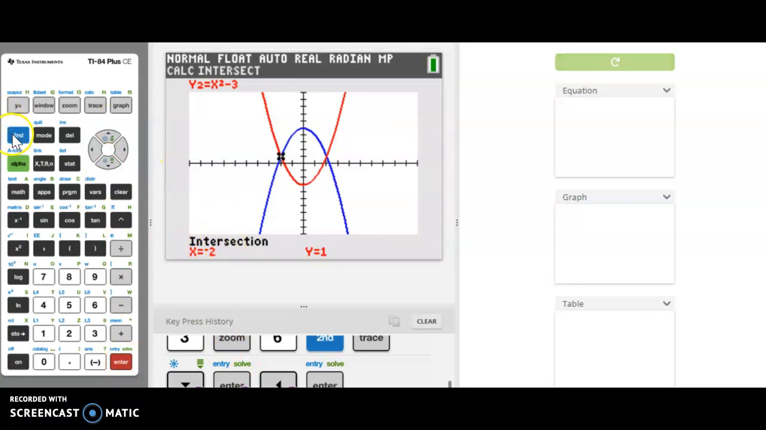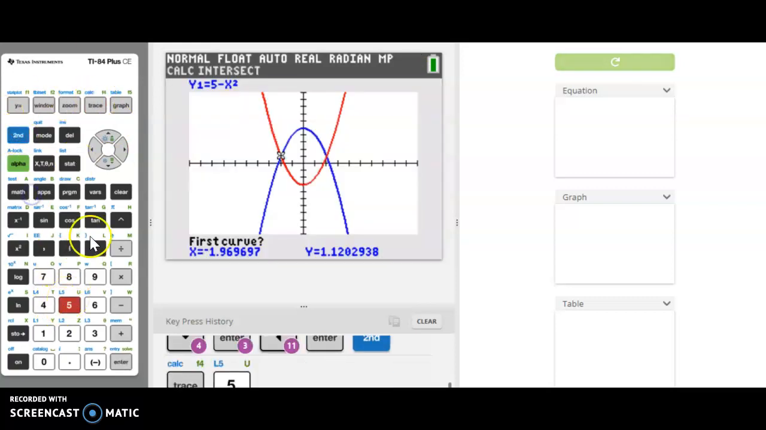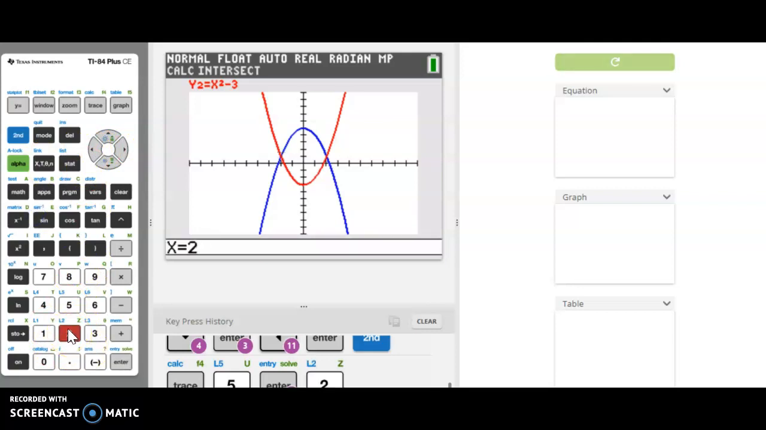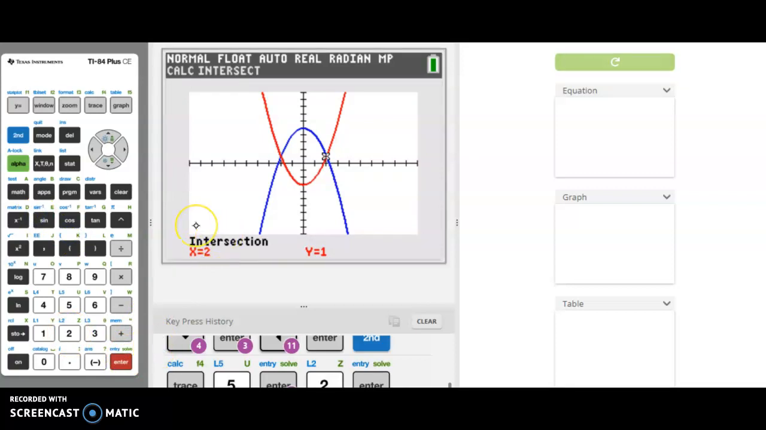Now I'm going to repeat that for the other intersection. Second calc, 5, first curve, second curve. And then here, let me show you a trick. I'm going to guess at 2. When it asks for the guess, I can use the arrows to go back and forth, or I can just type a number. I can type 2, and it'll take x equals 2, and I can hit enter. And then it says, all right, yes, you're correct. So it saves all those clicks to move left and right.